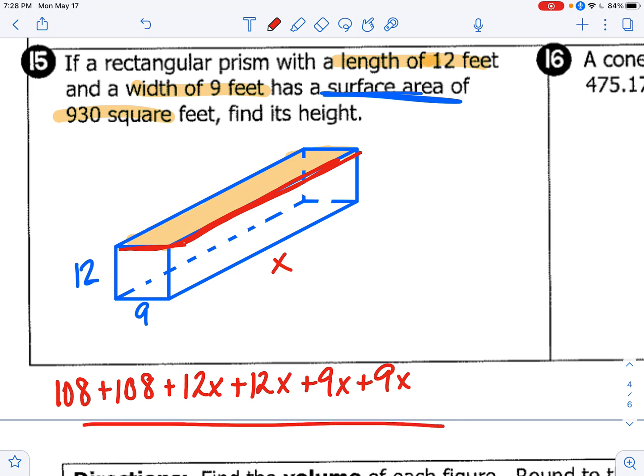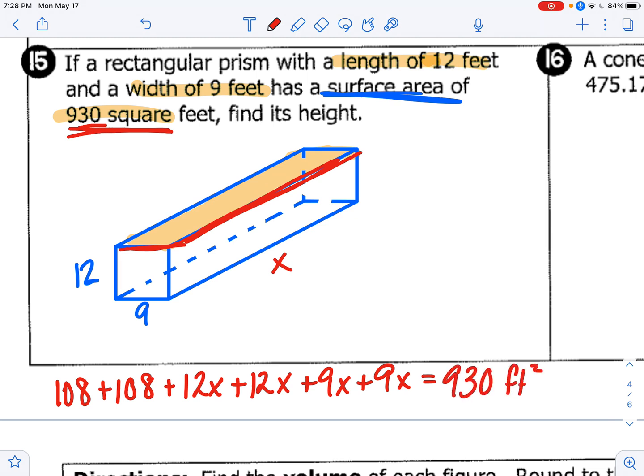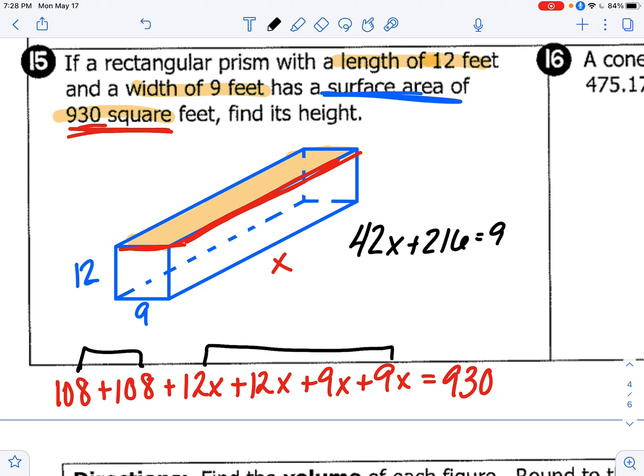This is what I would do to find my surface area. Find the areas of all your sides and add them up. And what should this equal? They told us it should equal 930 square feet. So now I can combine some like terms. 24 plus 18 is 42x. 108 and 108 is 216, equals 930.